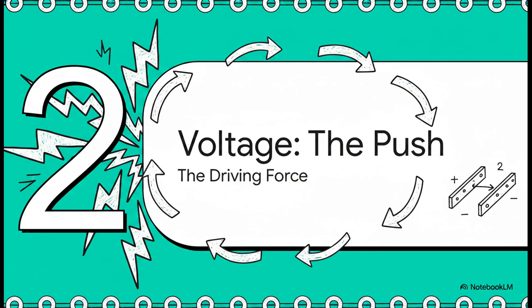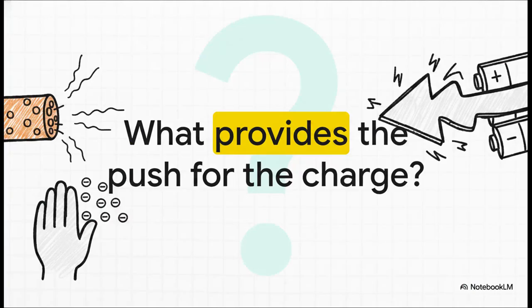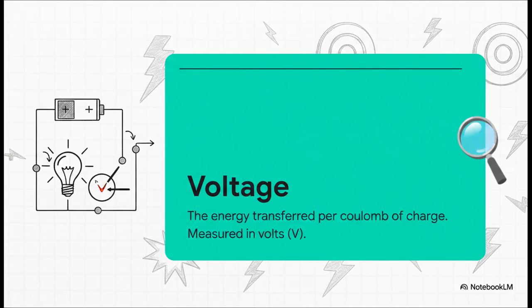Moving right along to Section 2, Voltage, the driving push. So, if we know that those electrons are really just sitting stationary in the wire and current is the flow of that charge, well, what actually gives them the energy to suddenly start moving? What provides that push? The answer is voltage. You might also hear it called potential difference. Voltage is defined as the energy transferred per coulomb of charge, and yep, it's measured in volts. To keep things super simple, it's basically the push that drives the current around the circuit.